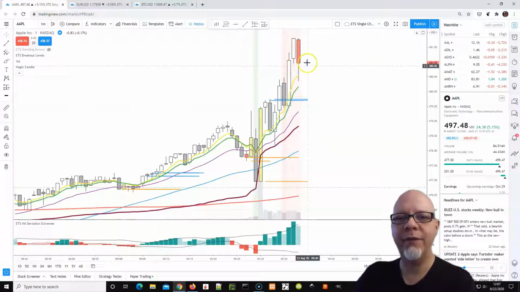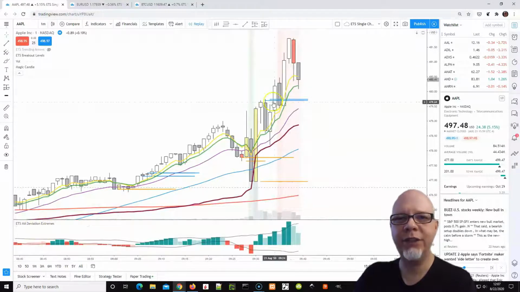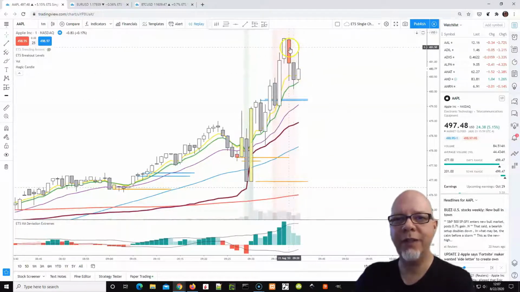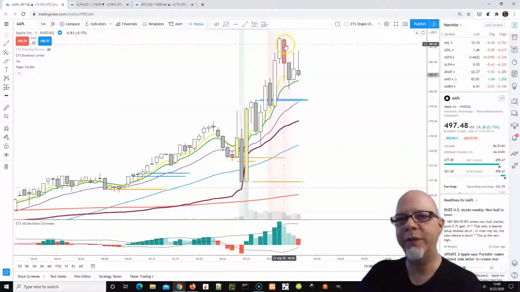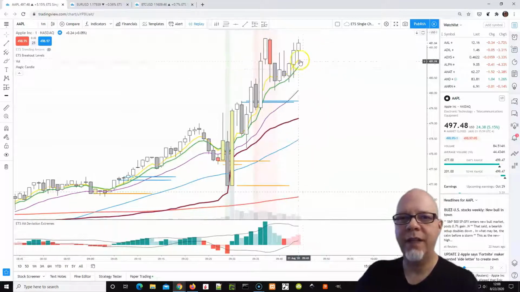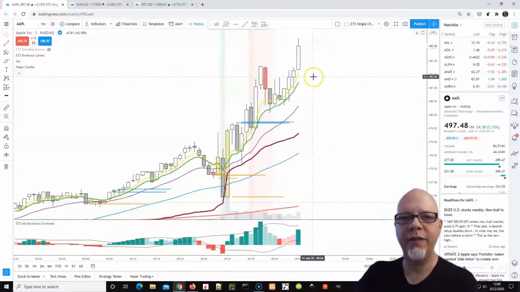Here we have an indicator with our deviation extremes, showing us that it might reverse simply because it's extended far away from the moving averages. And there we have the market moving further up.